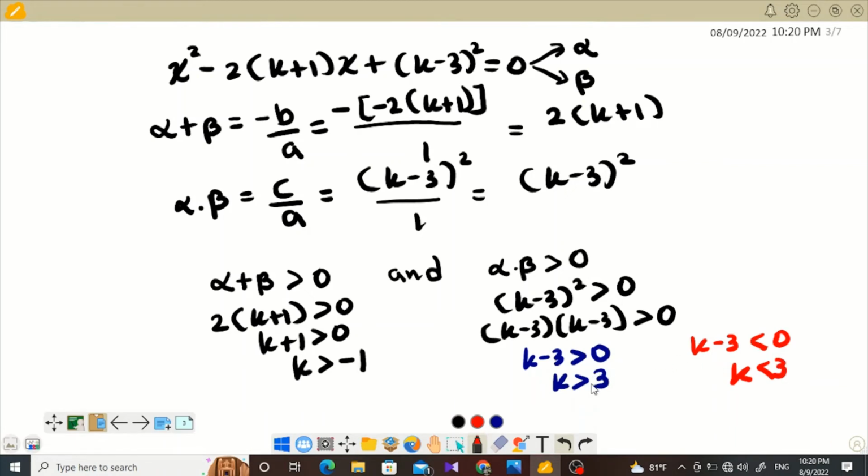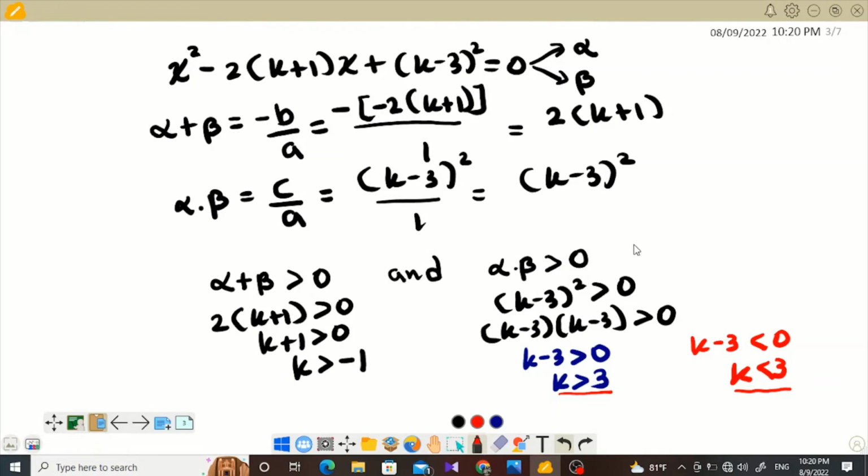So actually in these two inequalities, we know that k can take any value other than positive 3. So it is no problem, we cannot take positive 3 as k, any other real value is possible. In this inequality, they said that k is greater than minus 1, but there is a problem.